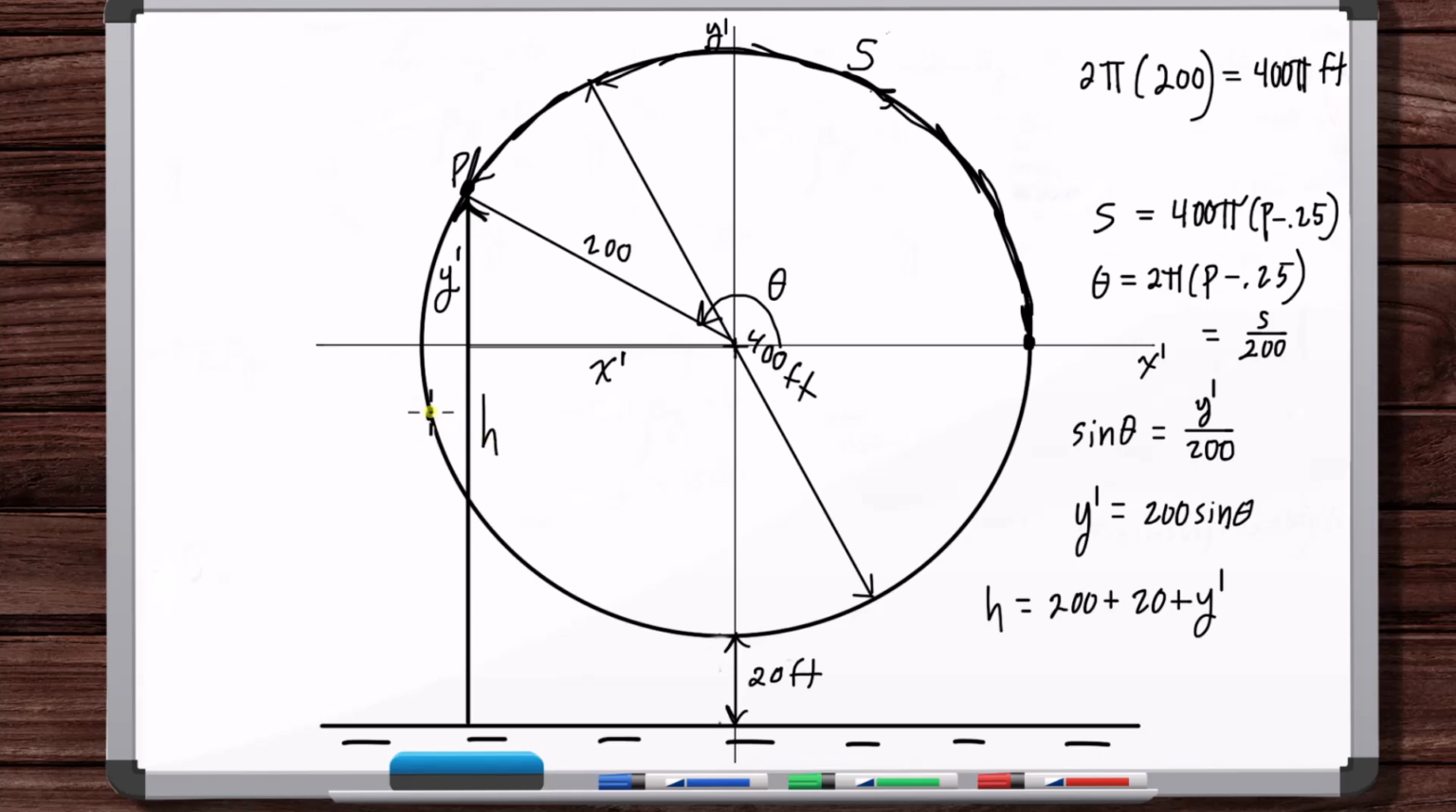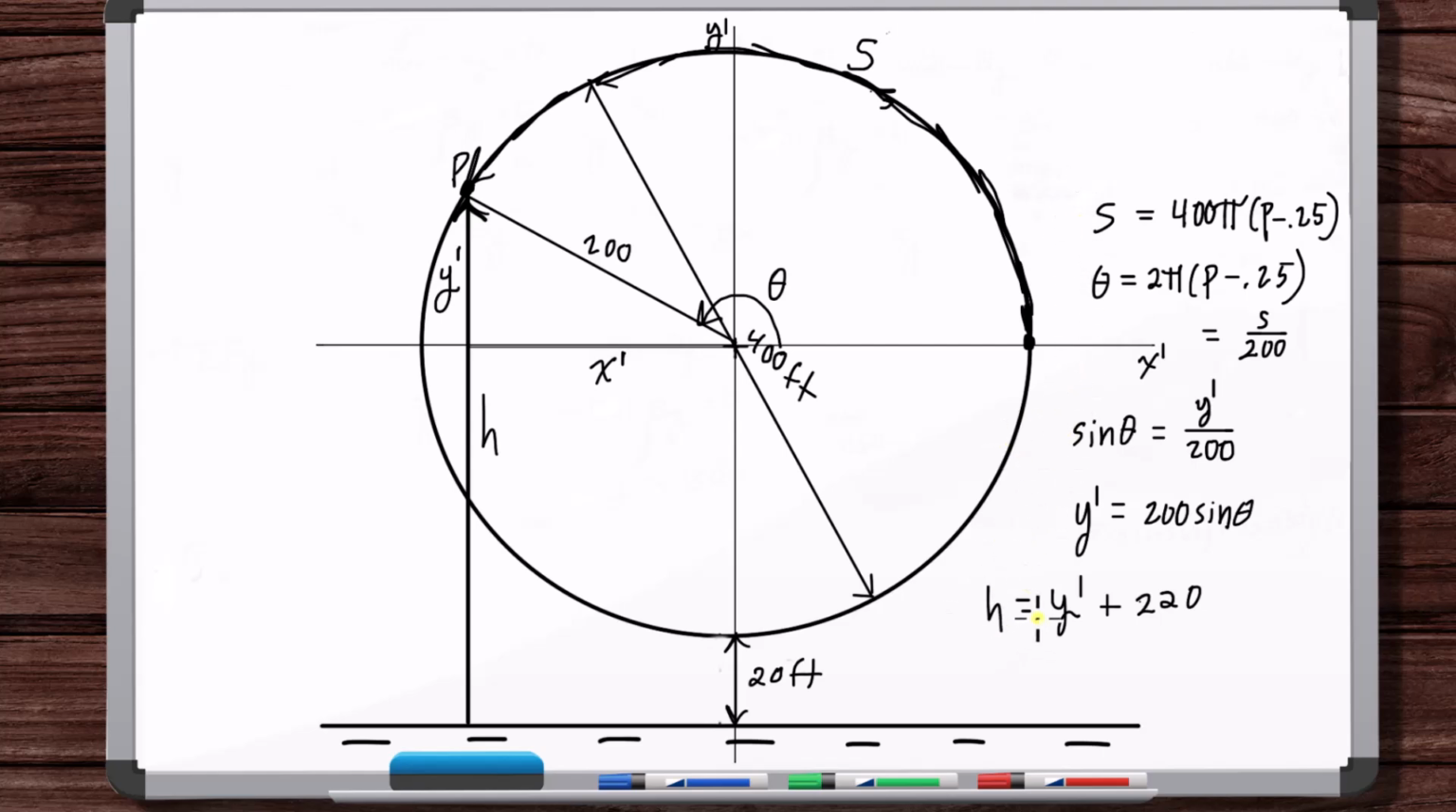If the bucket was here, then you would want to do 200 plus 20 minus this distance, but that would be y prime, and that would give you h. So that's y prime plus 220. Okay, so there's all the formulas.